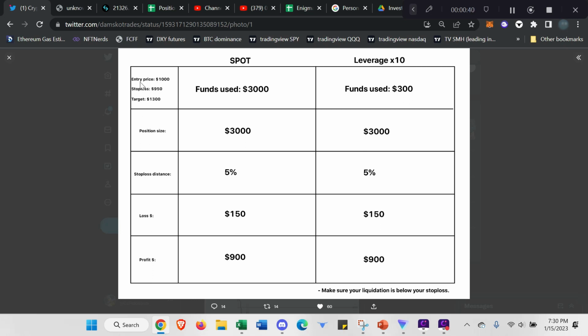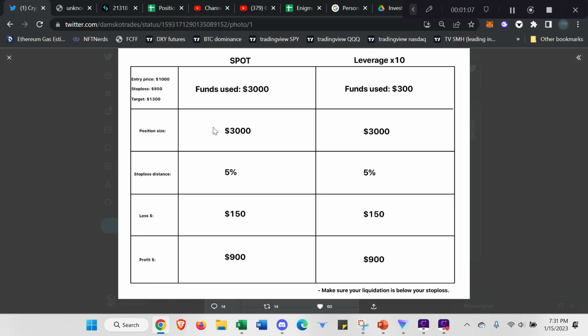So say that you were taking a trade for Ethereum at a $1,000 entry price on a long trade. You're expecting the price to go up. Your target for the trade was 1,300 and your stop loss was at 950. So if you're taking this trade on a spot account with $3,000, your position size would be the $3,000. In this case, that would be 3 Ethereum, 3 times 1,000. And the stop loss distance would be 5%.